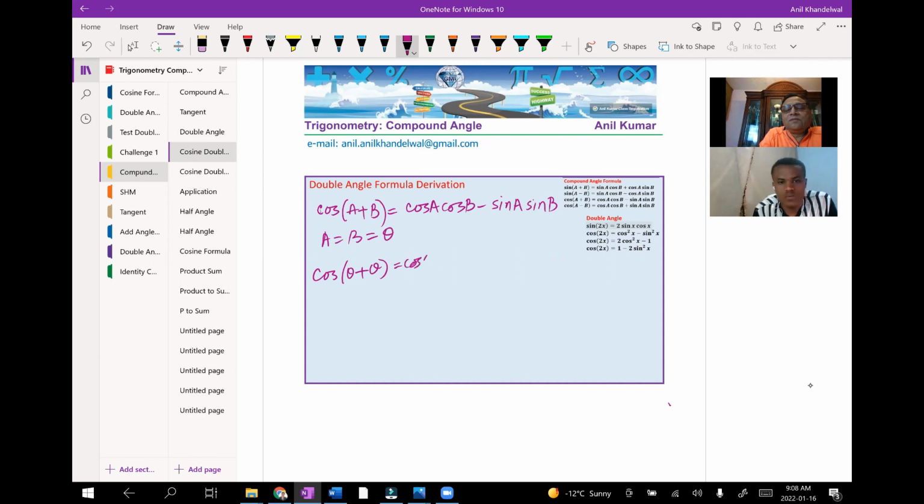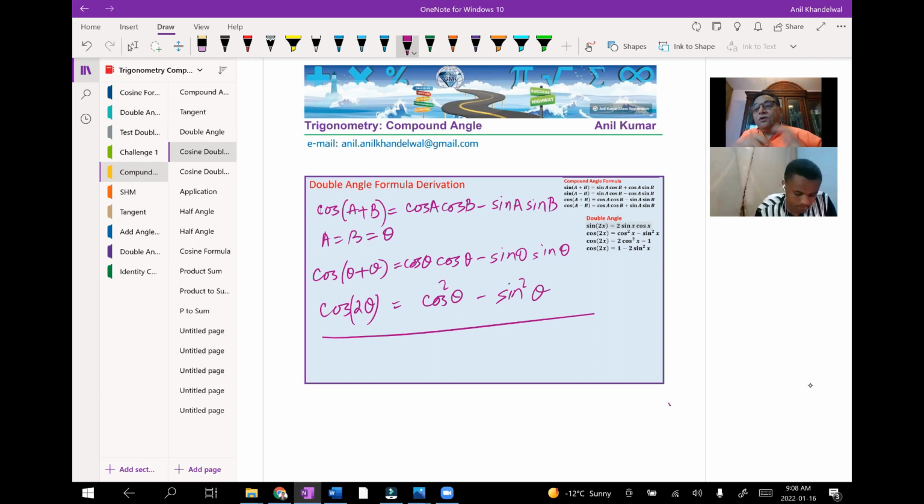Very simple. The idea is to make things so simple that there's no problem in understanding anything. Cos of 2 theta equals cos square theta minus sine square theta. So we get the double angle formula for cos 2 theta also. Do you see that? So easy. Just replace A and B both with theta, you get 2 theta, and you have your double angle formula.